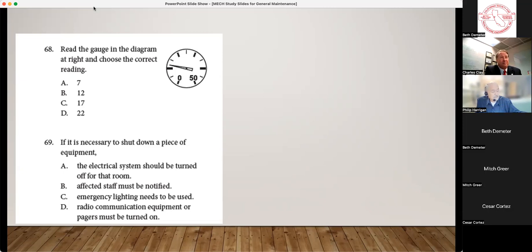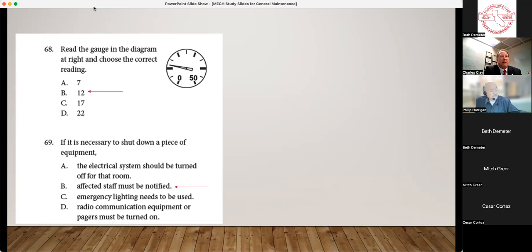Number 69. If it is necessary to shut down a piece of equipment, right, the electrical system should be turned off for that room. In fact, staff must be notified. Emergency lights needed to be used. Radio communication equipment or pagers must be turned on. Think about the question. It says, if it is necessary to shut down a piece of equipment. It doesn't talk about what type of piece of equipment. Next slide, please, with the answers.